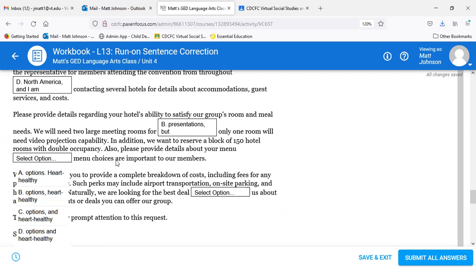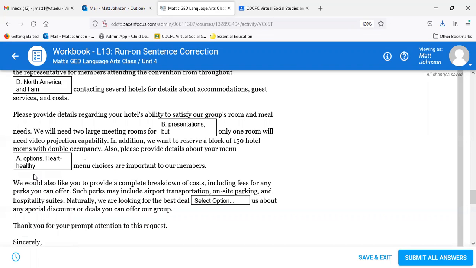What do we want to do here? A. All right, that's the only choice we have. So we also, please provide details about your menu options, period.